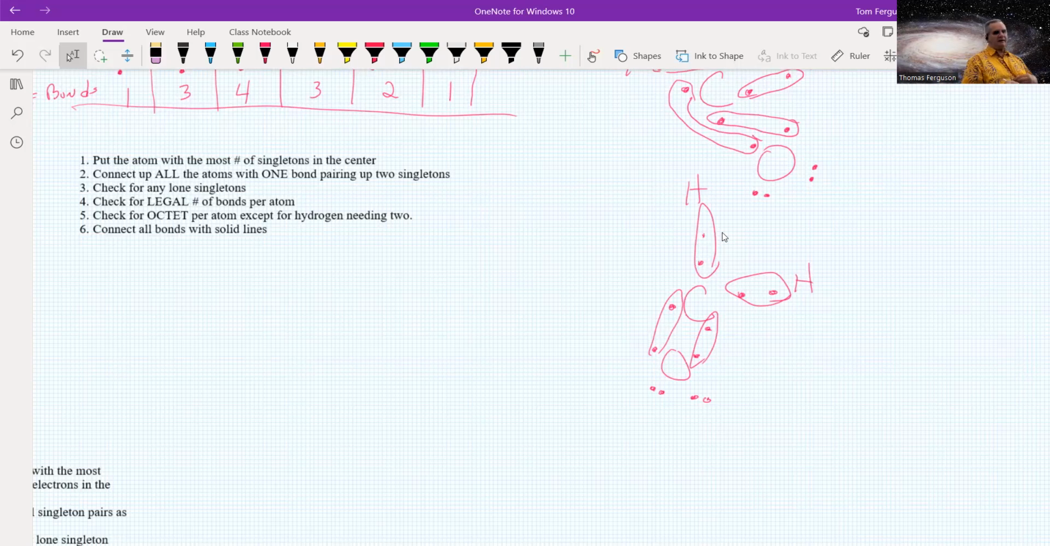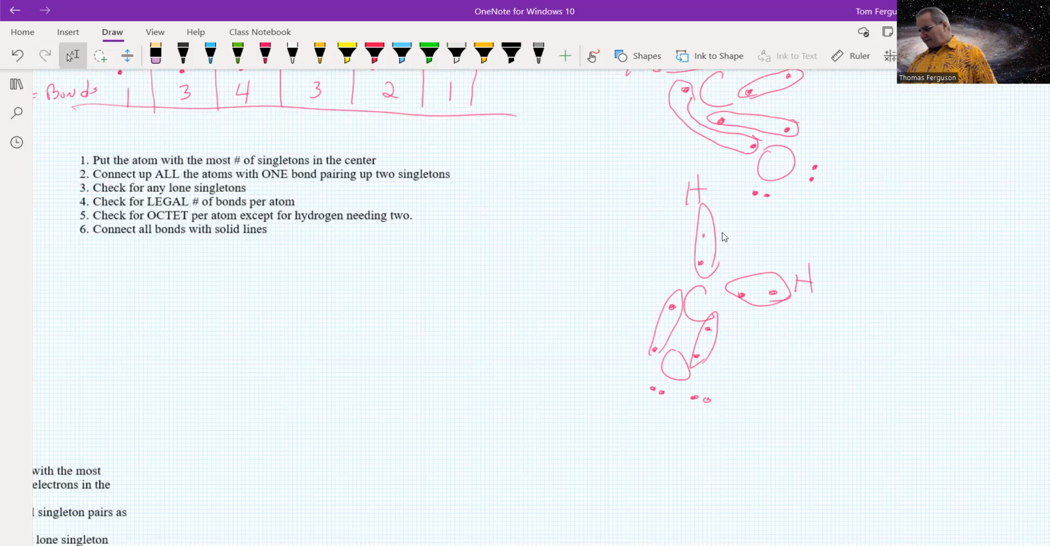Okay, carbon needs 4 bonds. How many bonds does carbon have? Got a double bond and 2 singles. 2 plus 1 plus 1 is 4, so that's legal. The hydrogens need one bond apiece, and each one has, so what about oxygen? How many bonds does oxygen need? 2, because it has 2 singletons. Oxygen's got a double bond with carbon, so it's got 2 bonds. So that part's legal. So step 4 is done.